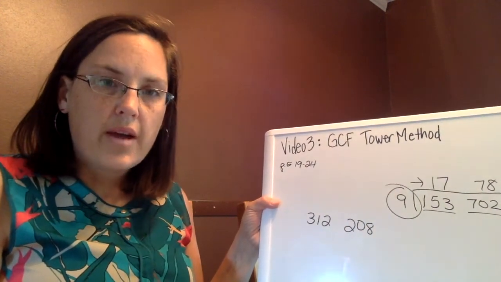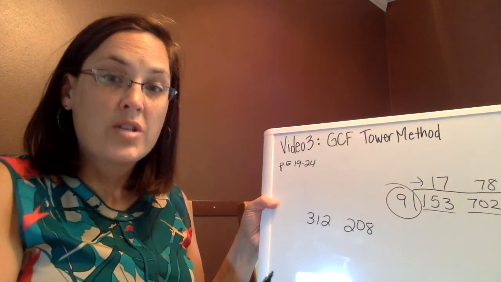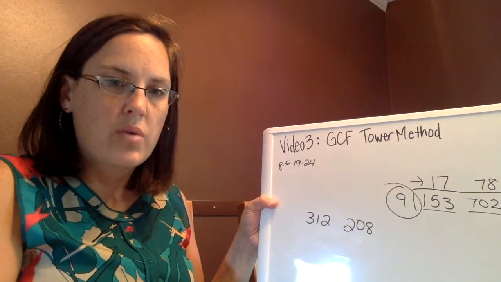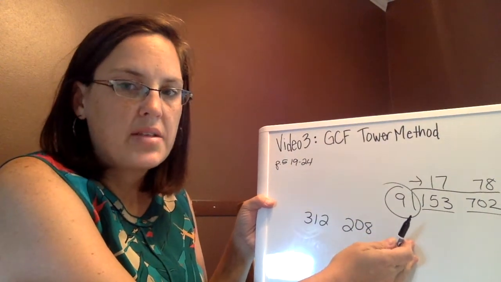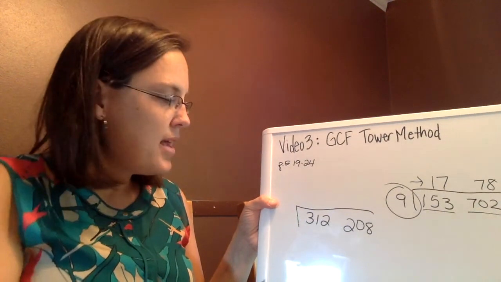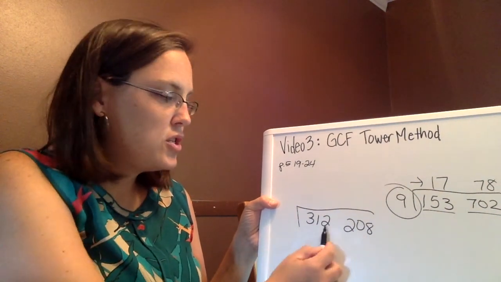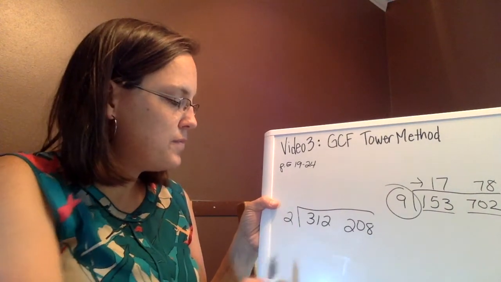So to find the greatest common factor, we have a couple of different methods. In this video, we talked about making a list. That works really well with smaller numbers. And now I'm showing you this tower method. The tower method has you make what looks like a division symbol there. And then I'm going to pull out just a 2 because I know they both end in an even number. I'm going to pull out a 2.